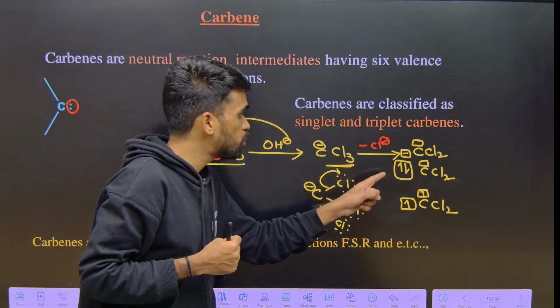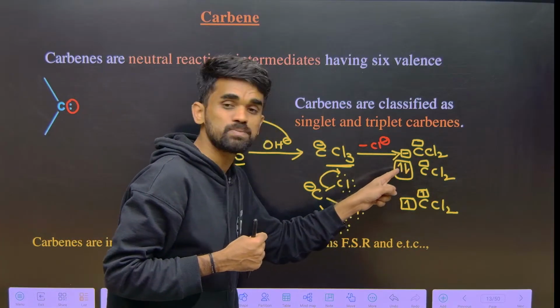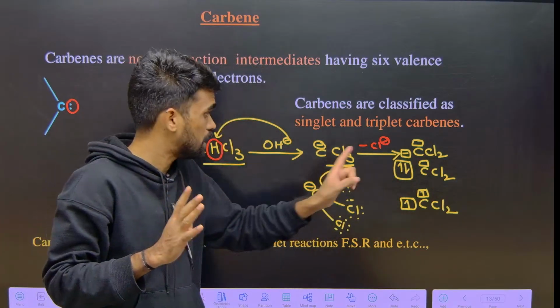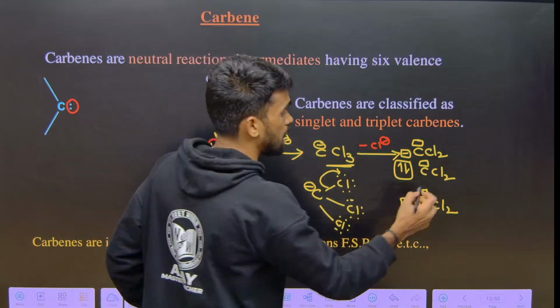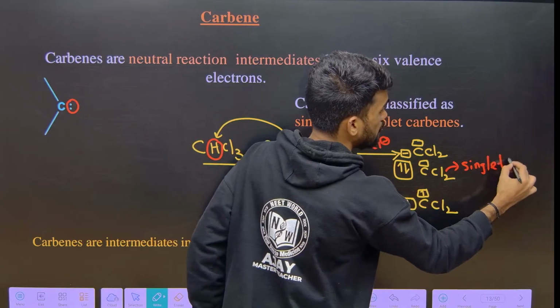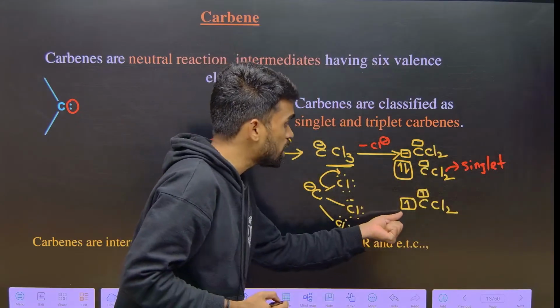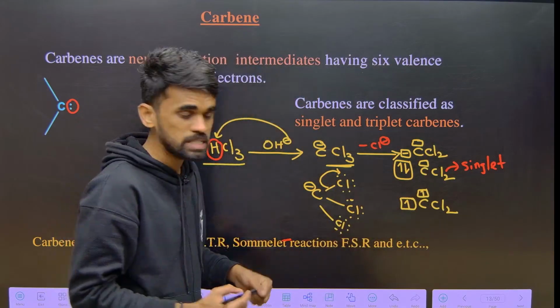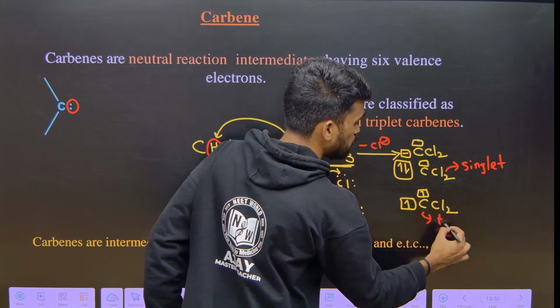If we put both electrons with opposite spin in a single orbital, you should call it a singlet carbene. If you put one electron in different orbitals, you should call it a triplet carbene.